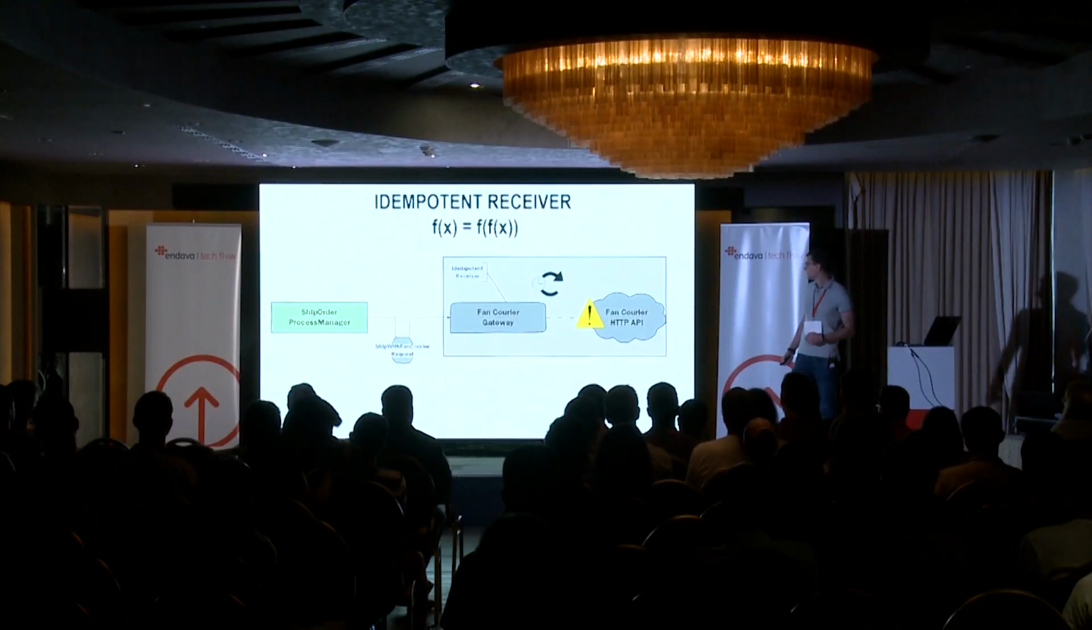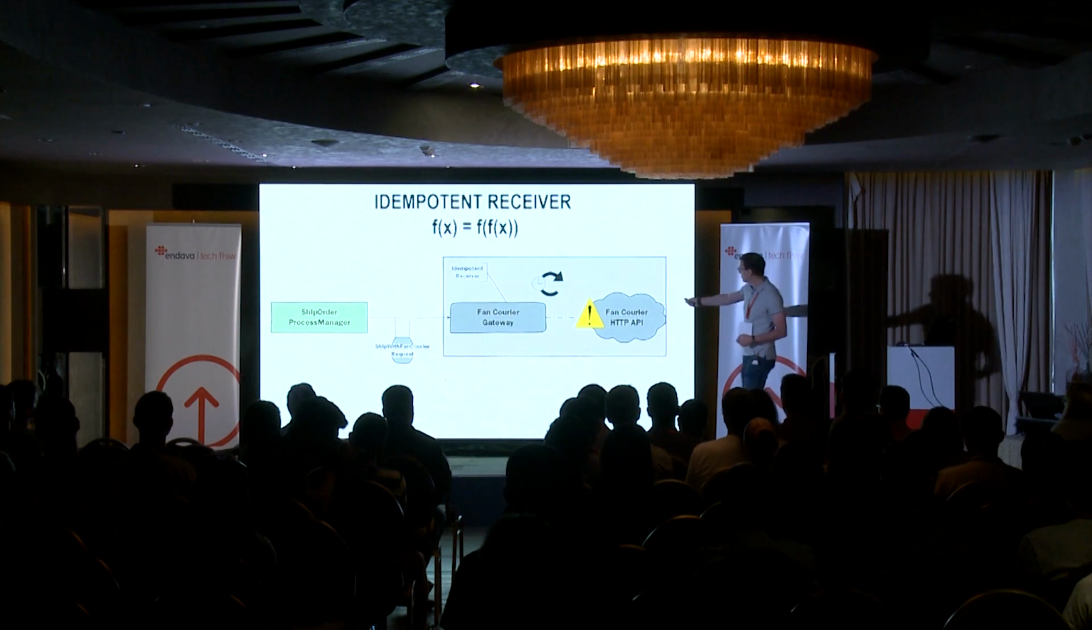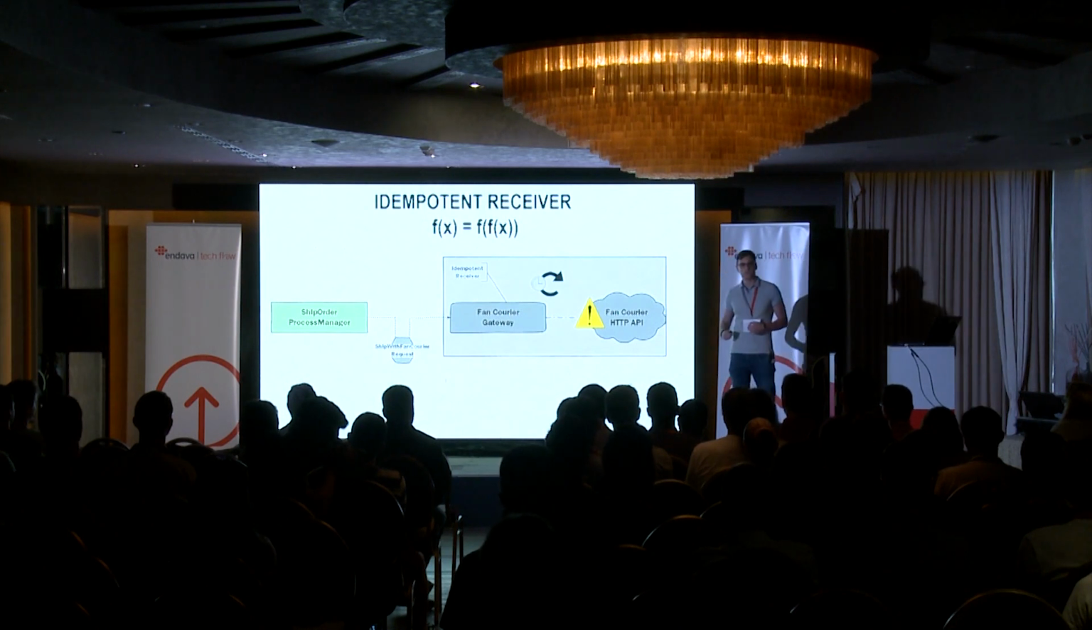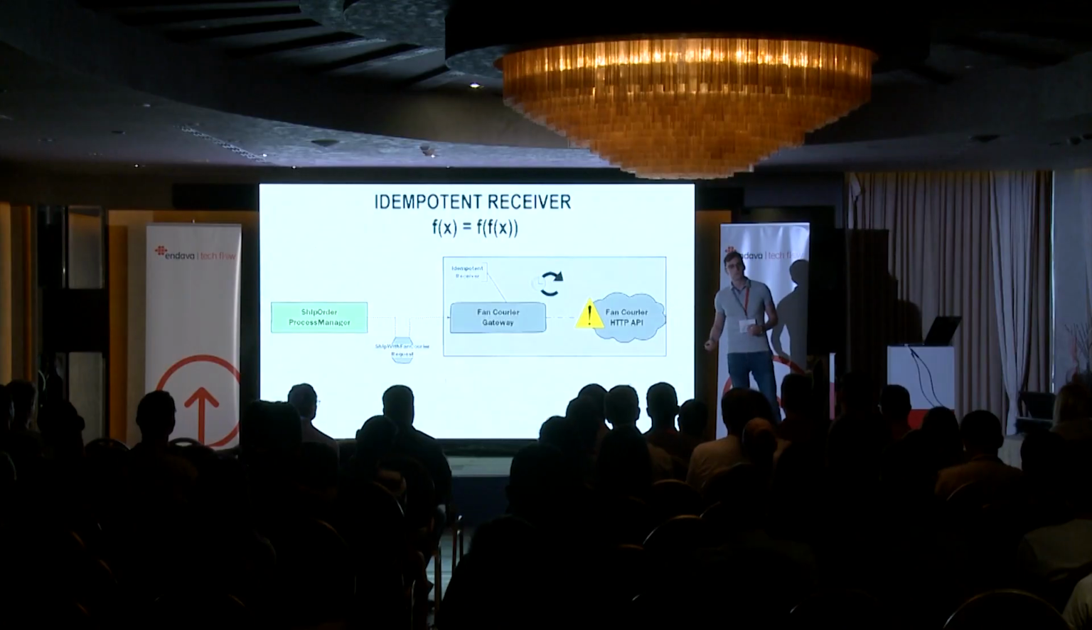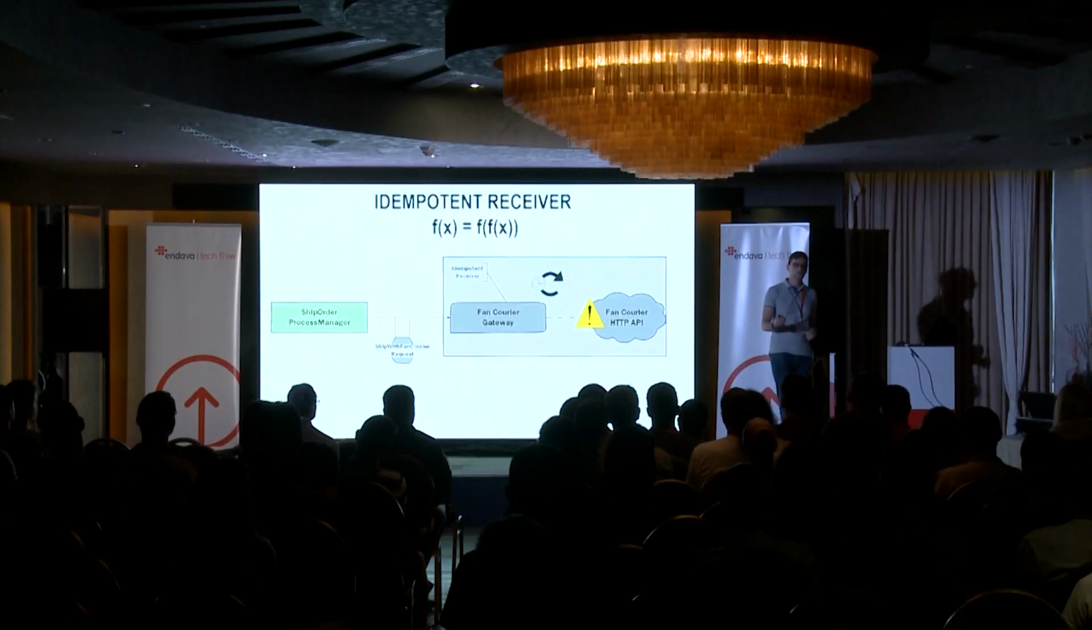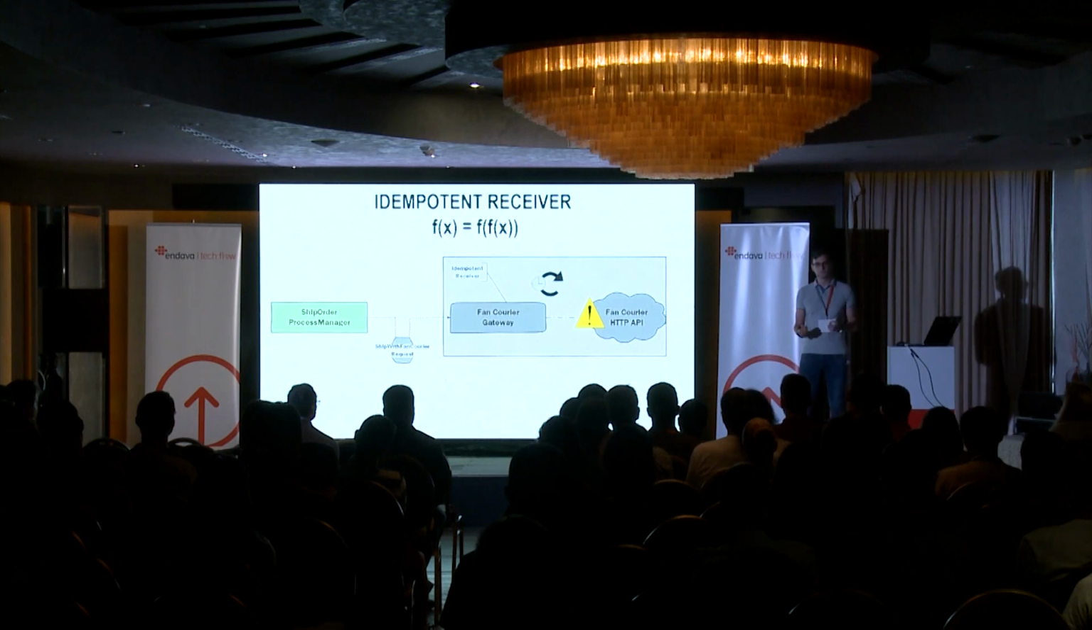But we must be careful when we're using retries, because what happens if, although we received a timeout when calling the Fun Courier HTTP API, they actually processed our command? We don't want, when we do our retry, to send a new shipment. So this is why it's important for the Fun Courier gateway to be an idempotent receiver. This means that if it handles the same message once or five times, it will always have the same result, just one single order shipment.